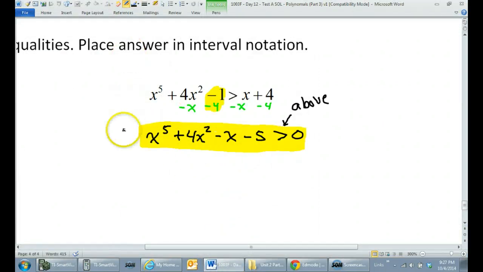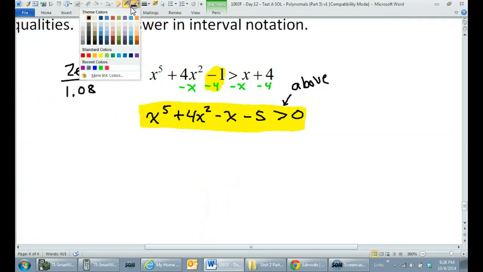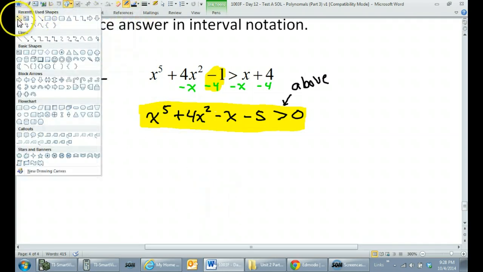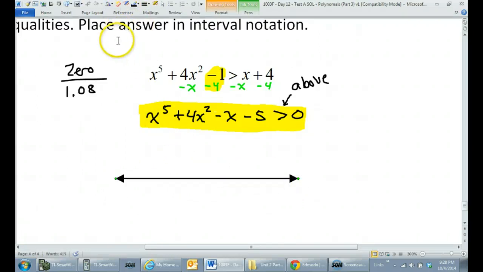Okay, so fine. So we found a 0 at 1.08. I'm just jotting that down before I forget. So we've just got that 1, 0. So let's go ahead and draw our situation. Okay, and see what we've got going on here. Okay, so there's a 0, which I always include, and here's 1.08 right here.